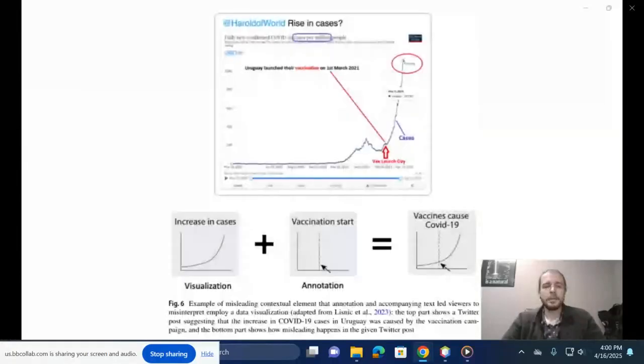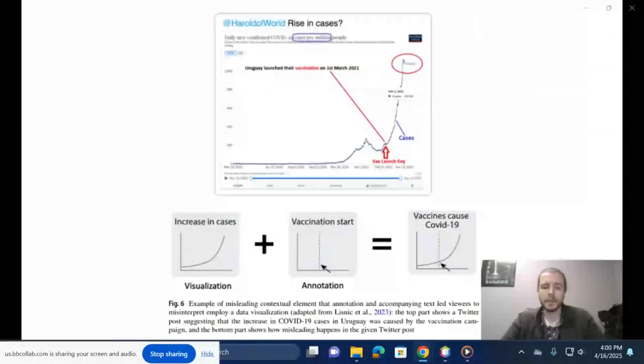Here's another example of a misleading annotation. COVID-19 cases in Uruguay. They have an annotation for when vaccines were introduced, and after that, we see a significant rise in cases. So, do vaccines cause COVID-19? I don't know. That seems to be the conclusion that they're trying to get me to come to viewing this diagram.